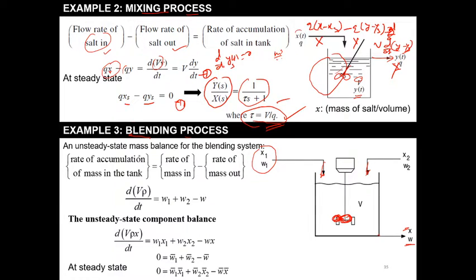So please see, the mass in is equal to the mass out, right? So rate of mass in minus rate of mass out is equal to rate of accumulation. Simple. So what is the mass in? Mass in is W1 and W2. What is the mass out? W. What is the accumulation? Here it is something, right?